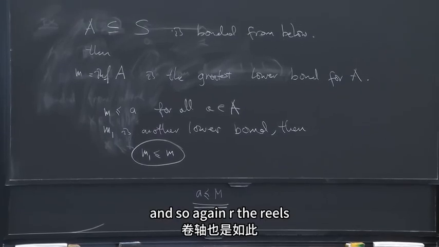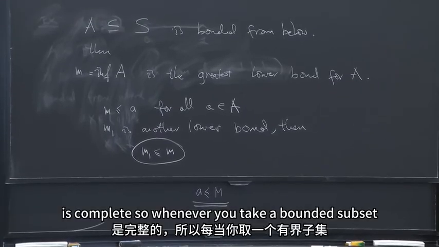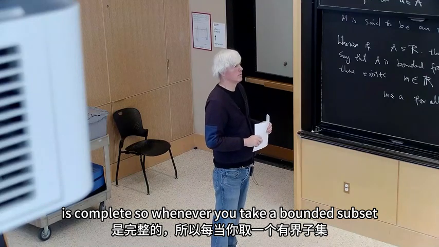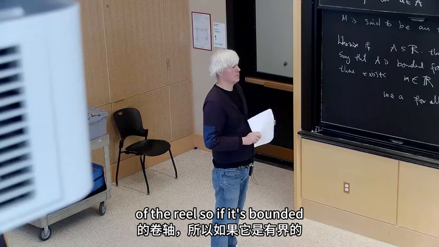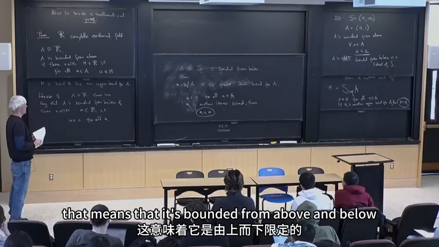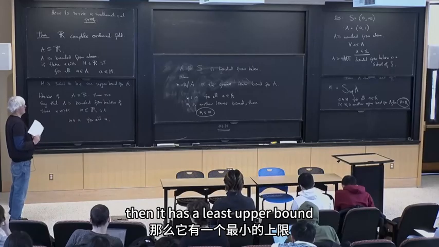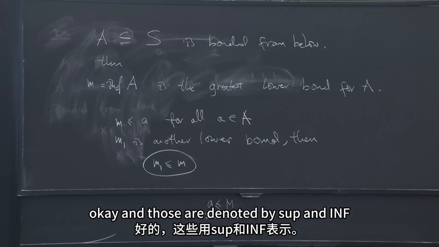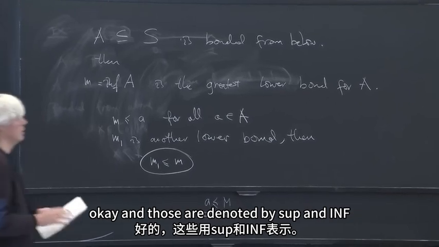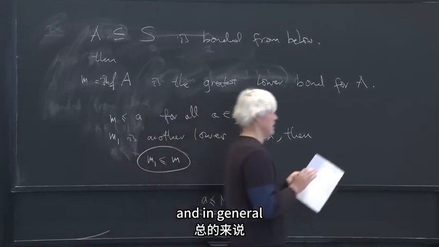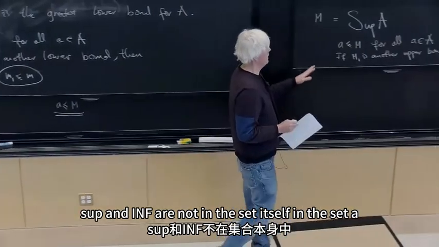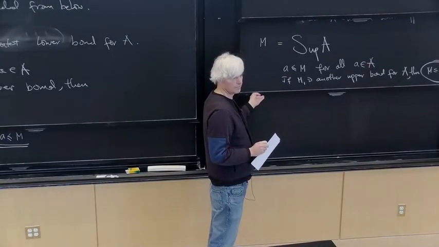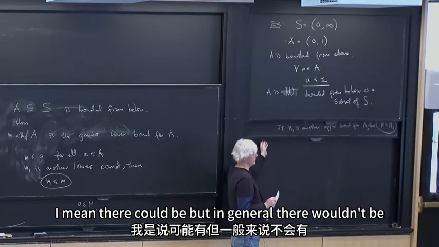And so again, R, the reals, is complete. Whenever you take a bounded subset of the reals, meaning it's bounded from above and below, then it has a least upper bound and a greatest lower bound. Those are denoted by sup and inf. In general, sup and inf are not in the set A itself. I mean, there could be, but in general there wouldn't be.